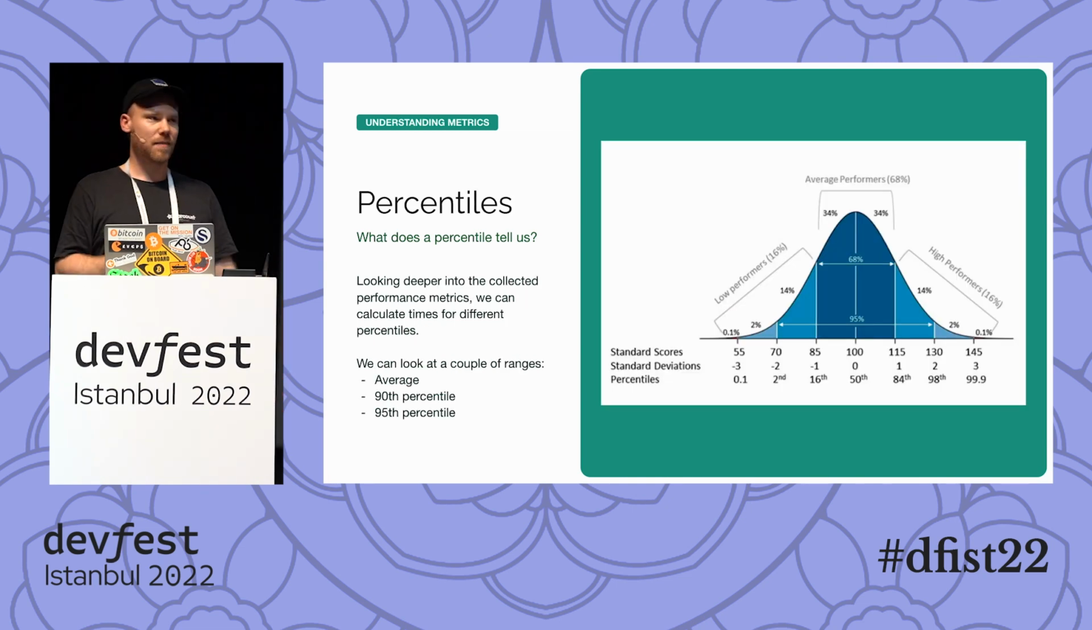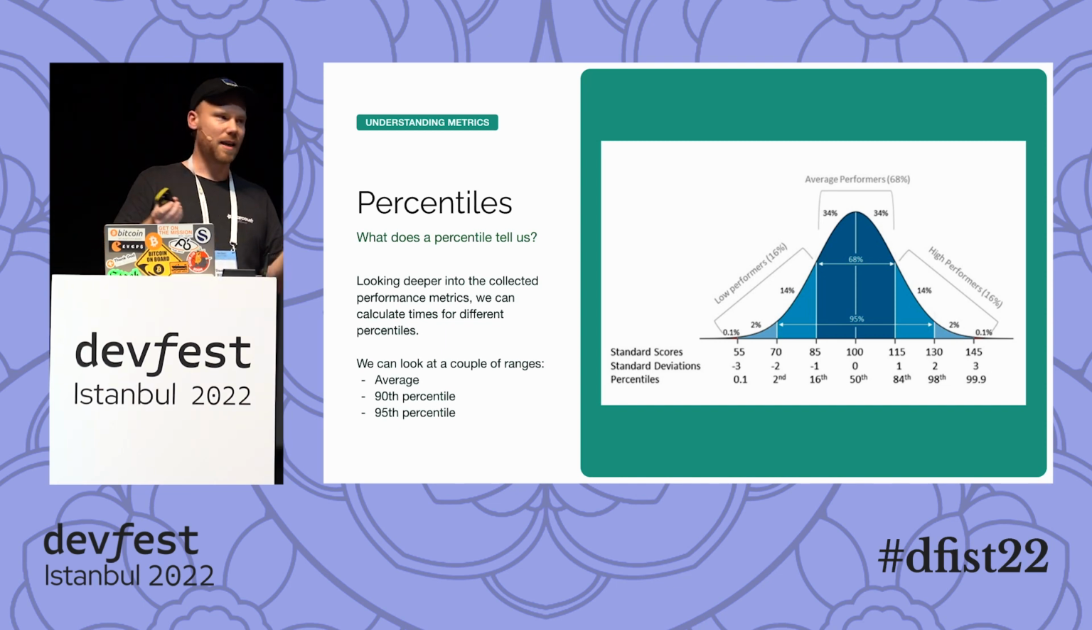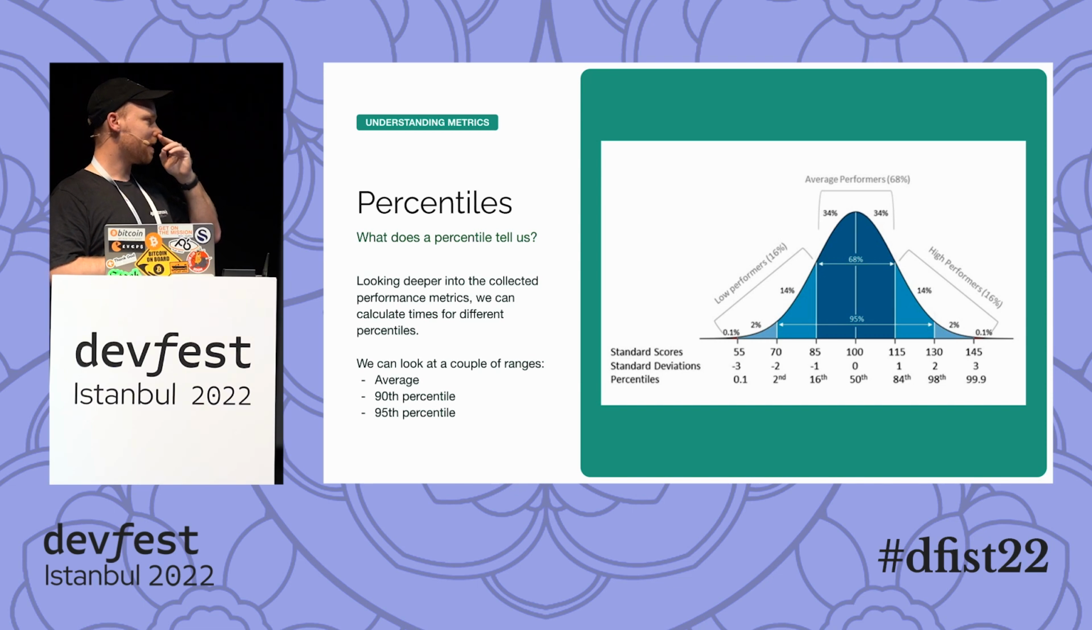So to read this is where it gets a bit mathematical. We can look at the curve, at the bell curve. So this will be our distribution of the time, right? If we take all of our values and we divide them by the amount of values we have, we will get an average value. That will be in the middle. That will be our 50th percentile in this case.